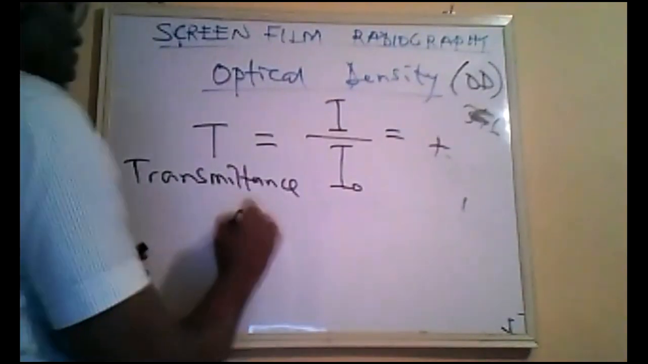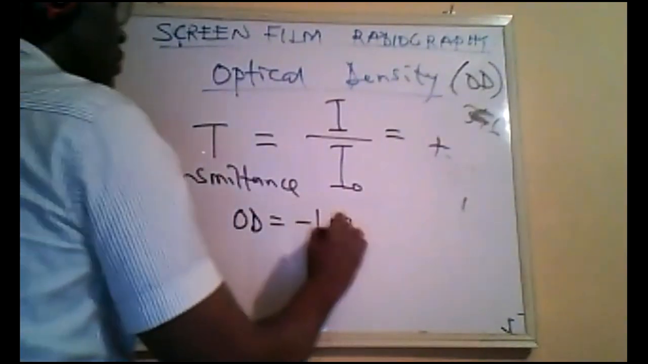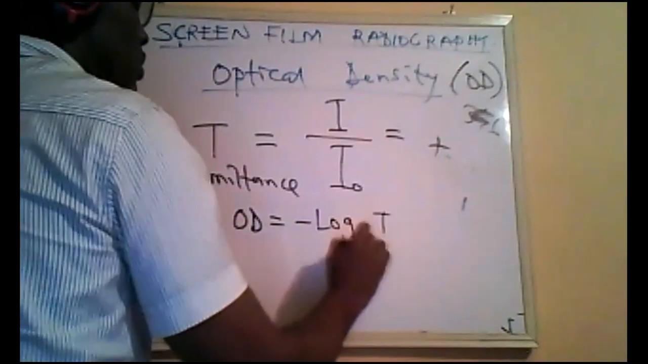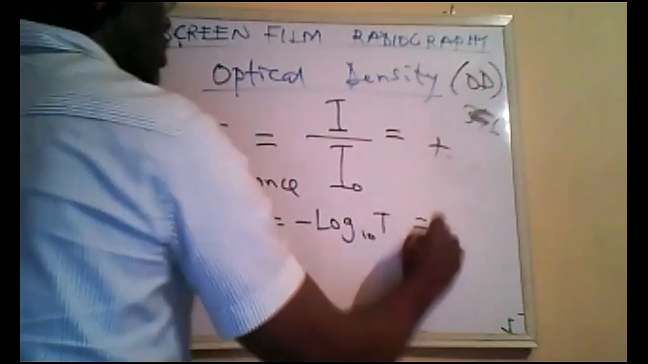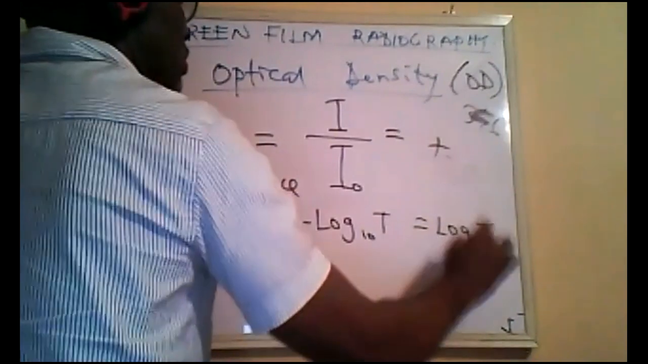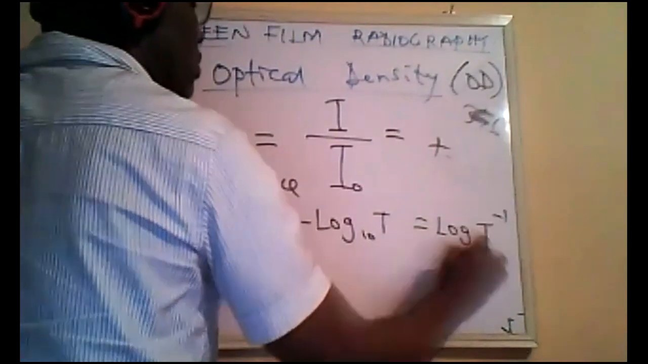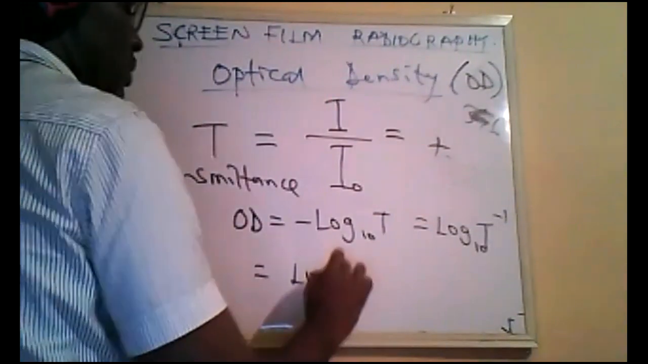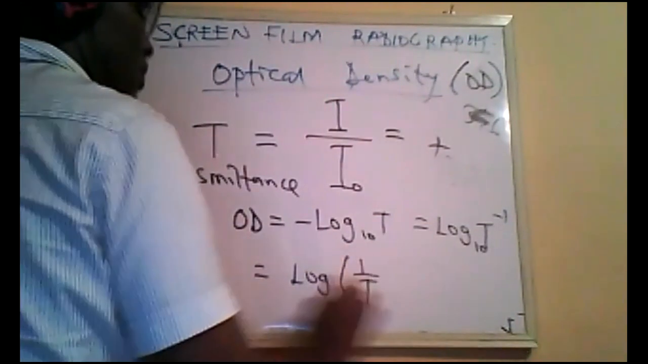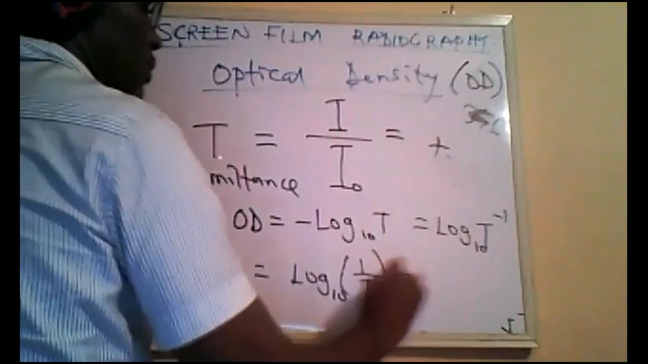Optical density is negative log of transmittance. This is the logarithm of t raised to minus 1, which is the logarithm of 1 over t.